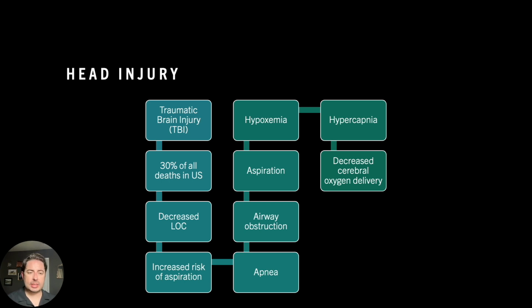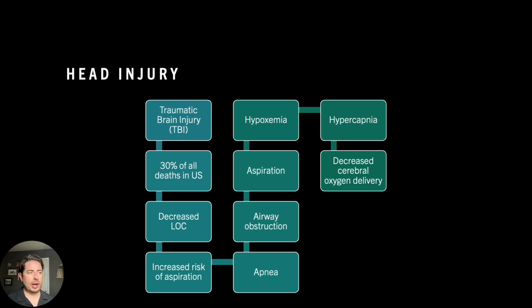So sometimes these patients are called a traumatic brain injury, and that, according to the CDC, contributes to about 30% of all deaths in the United States. Falls are typically the highest incidence of traumatic brain injuries, and a lot of times these head injury patients can result in multiple respiratory complications.